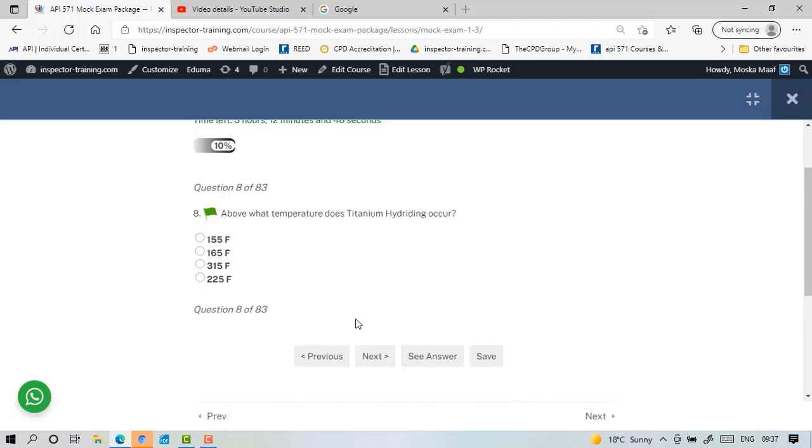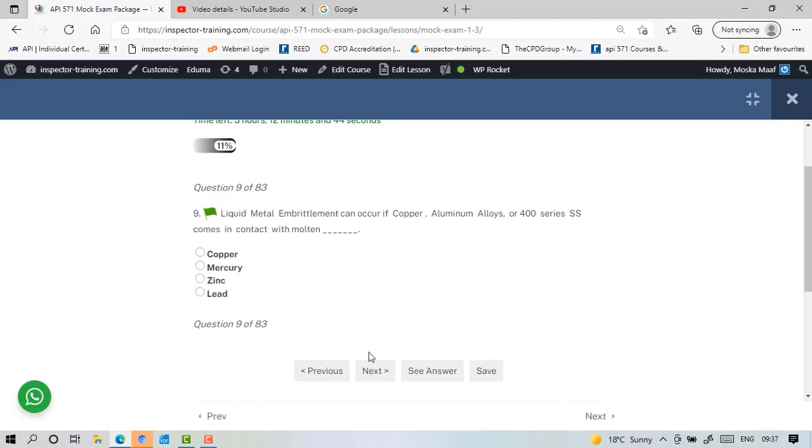Above what temperature does titanium hydriding occur? 165 degrees Fahrenheit. Liquid metal embrittlement can occur if copper, aluminum alloys, or 400 series stainless steel come in contact with molten mercury. Liquid metal embrittlement can occur if high strength steel comes into contact with, I think it's mercury.